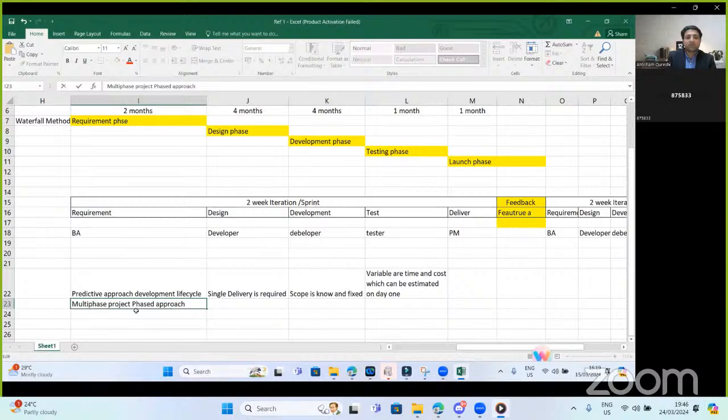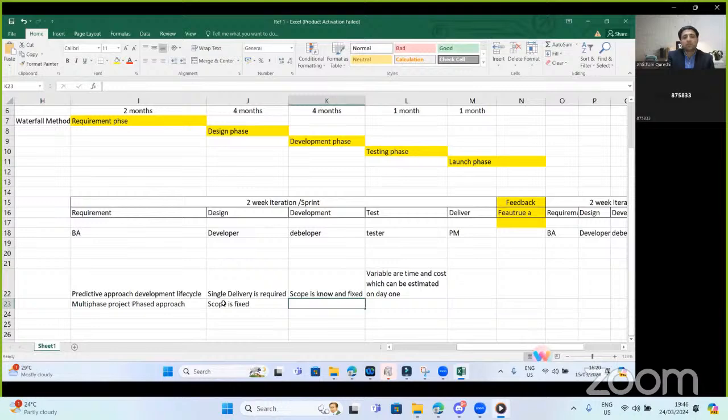So phased projects, we can have scope that is partially known. Maybe the scope is fixed for the full housing complex, but we split the whole project into three or four smaller projects, and we do sequential management of these phases: phase one, phase two, phase three. So we may have similar scope and conditions, but here we have an option.